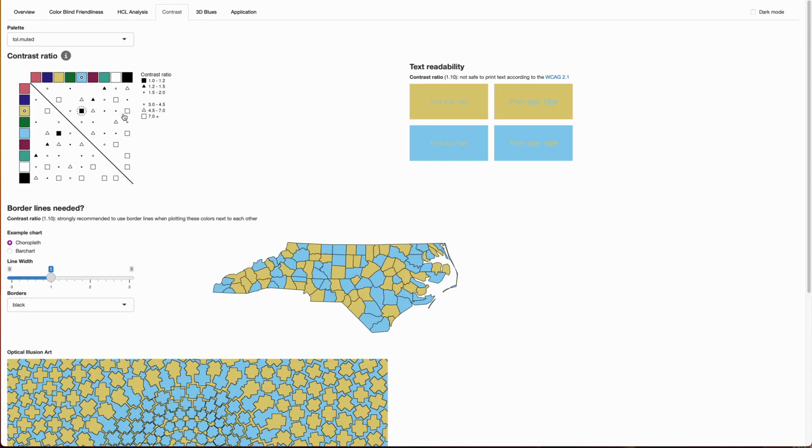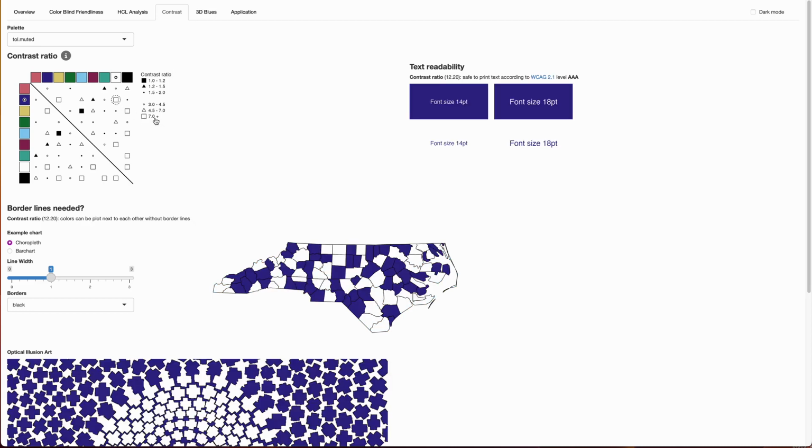So you see also the contrast with black and white. I use the open symbols for text, meaning that the open square has a contrast ratio which is sufficient for a AAA certificate. So it's also good for people with visual impairment.